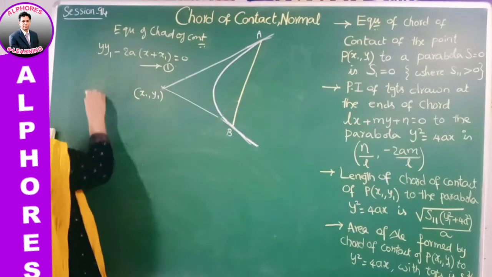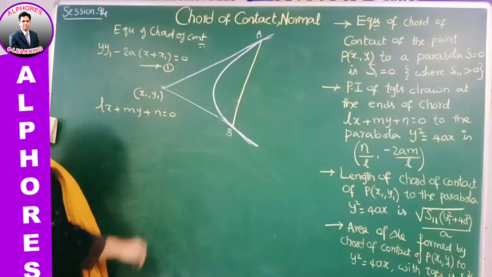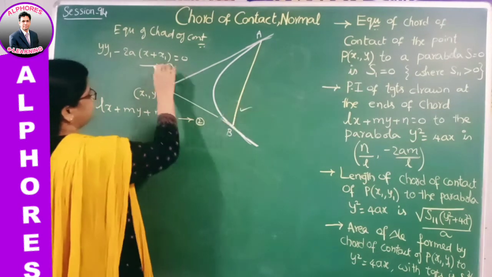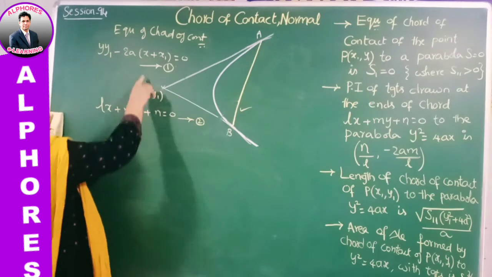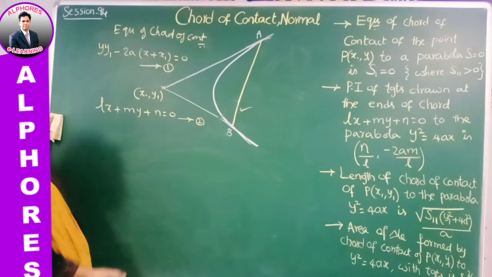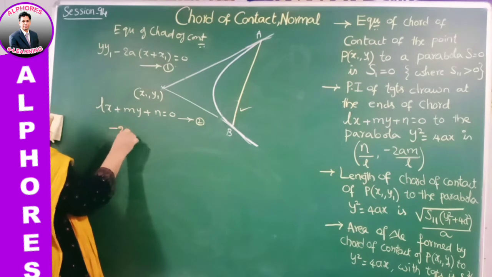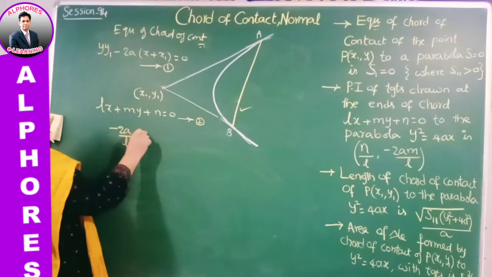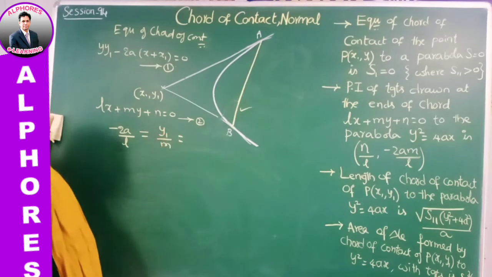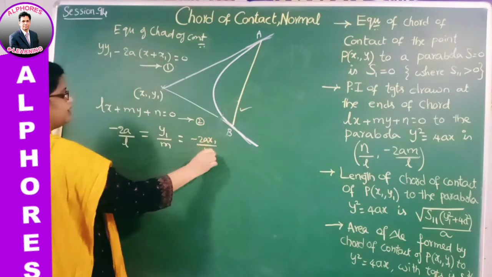But actually what is our chord of contact here? Lx plus My plus N is 0. Okay, this is the actual given chord of contact. And now if you compare, both the equations are representing the same line, which implies corresponding coefficients are in the same ratio. Therefore if I write here, this is minus 2a divided by L, the x coefficient, and next the y coefficient, it is y1 divided by m, and on this side the constant value is minus 2a x1 divided by n, right?